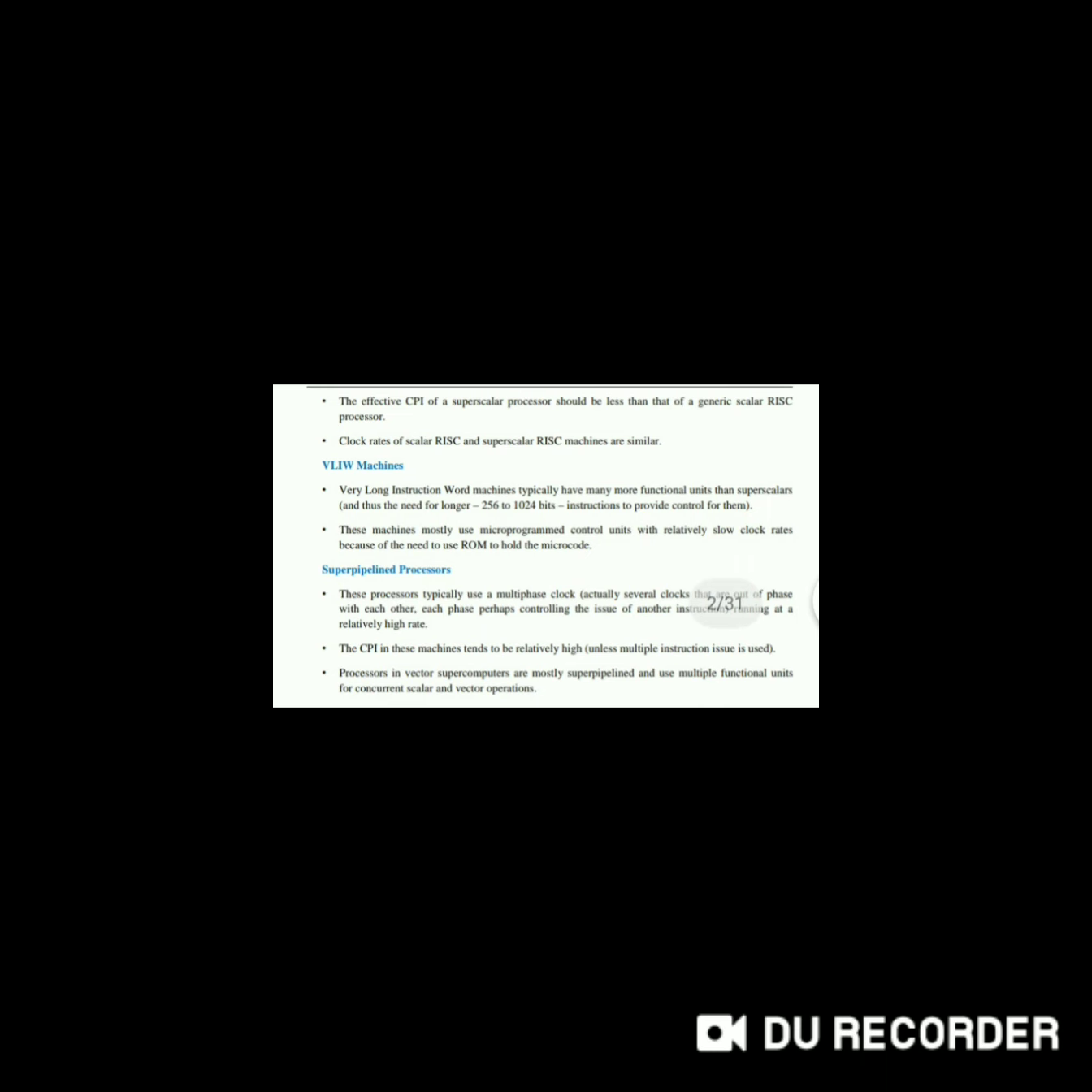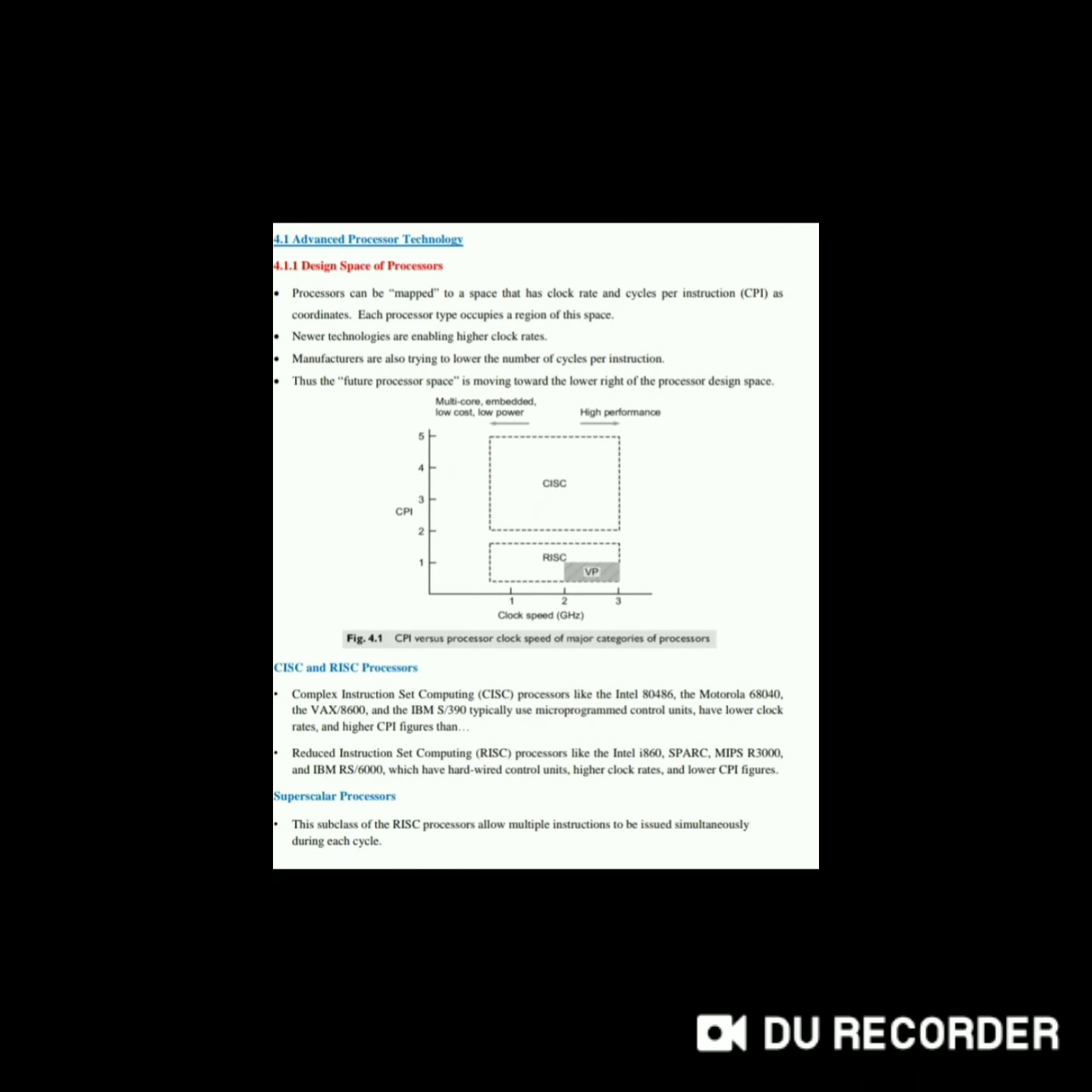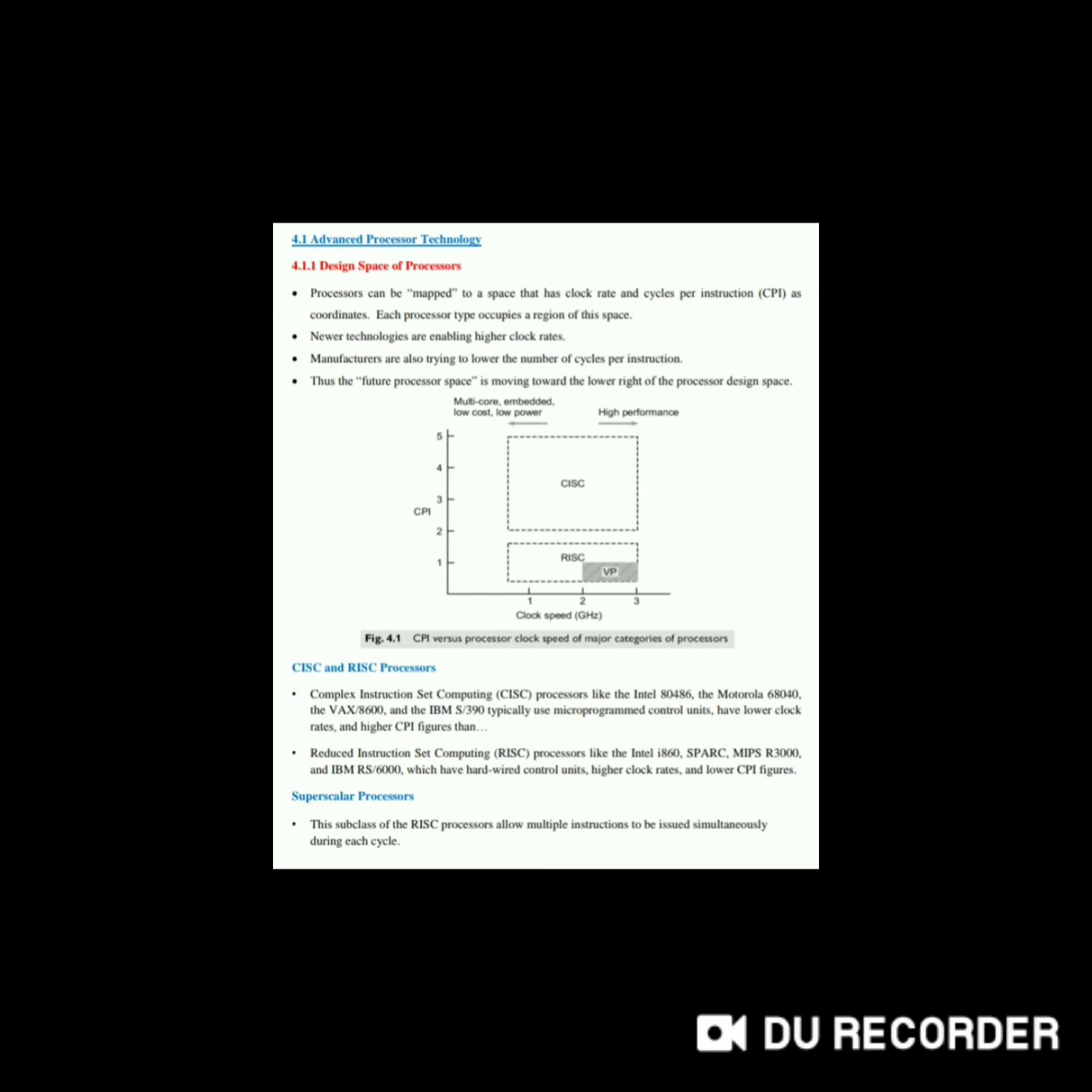The CPI in this machine tends to be relatively high, and vector supercomputers are mostly super pipelined and use multiple functional units for concurrent scalar and vector operations. So this is all about the design space of a processor.